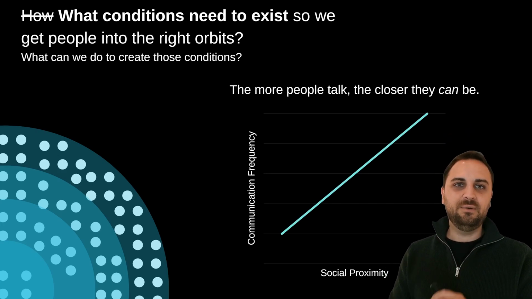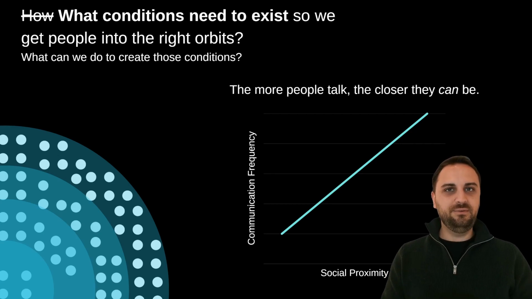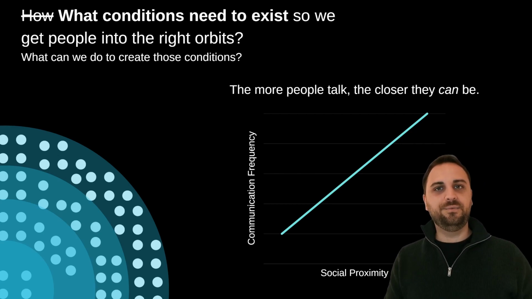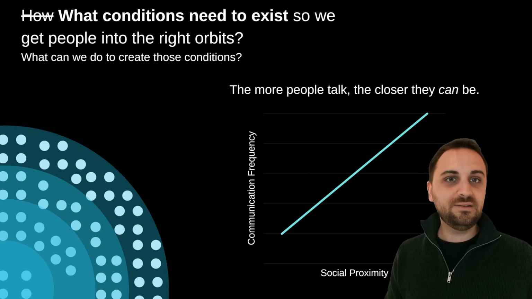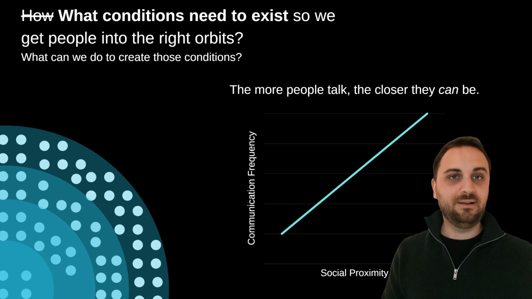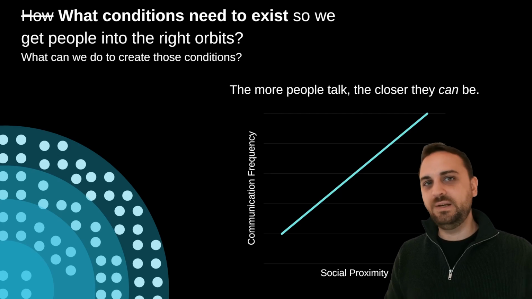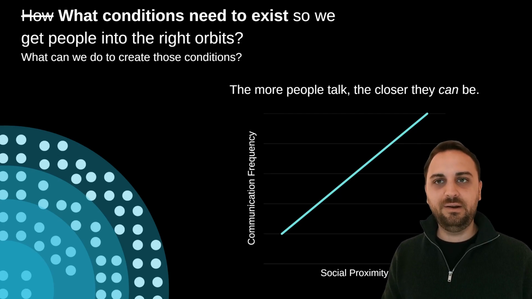And I want you to think about that, right? We saw that earlier. The more people talk, the closer they can be, right? We need them to interact. So communication frequency goes up, their social proximity goes up. They might not always like each other, but this is a trend line. There's probably some thick error bars on that, but the more you interact with these people, the closer you're going to be to them. And so we need to bring these people on that trend line closer to one another.